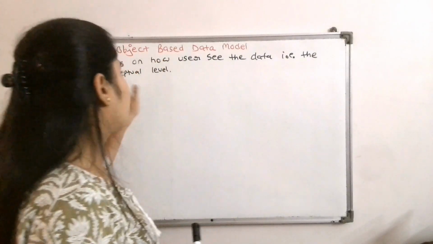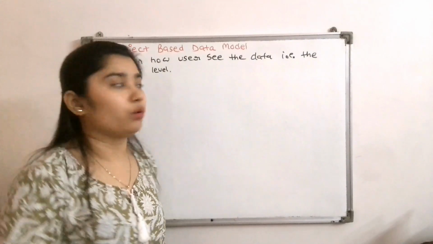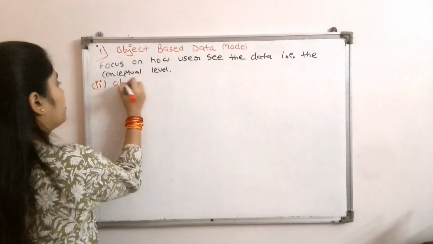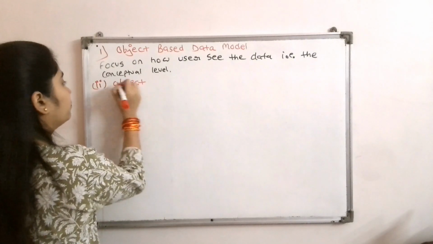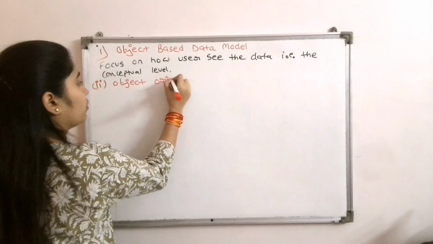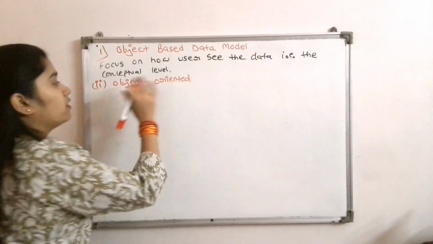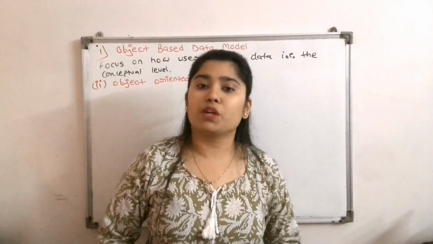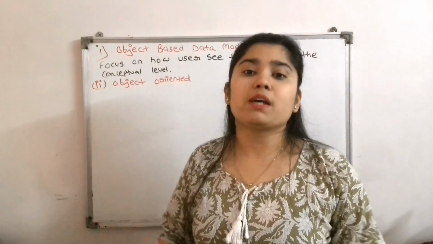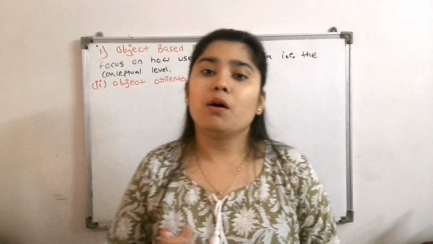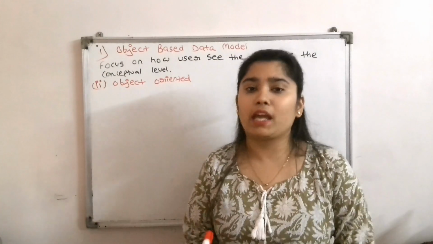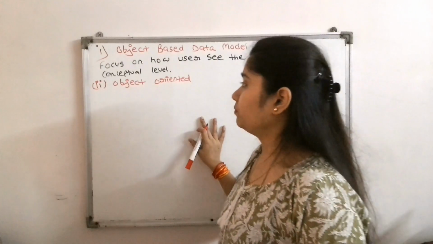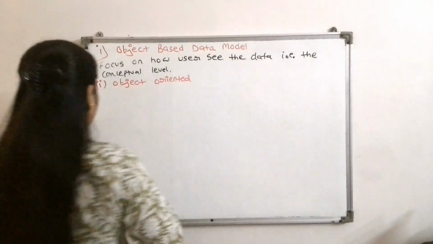Now, the second type of the object-based data model is the object-oriented model. Let's discuss that. This model represents the data using objects, just like object-oriented programming. So it will support the OOP concepts like polymorphism, inheritance, encapsulation, all the object-oriented programming concepts. Okay, let's write it here.